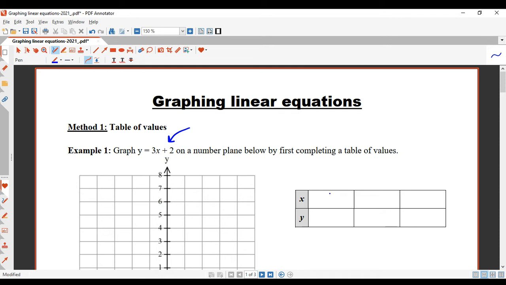Now you can choose anything you want to put in the x row. I'm going to choose 0, 1, 2. You might choose 1, 2, 3 or 4, 5, 6. It doesn't really matter as long as it fits onto your number plane over here.